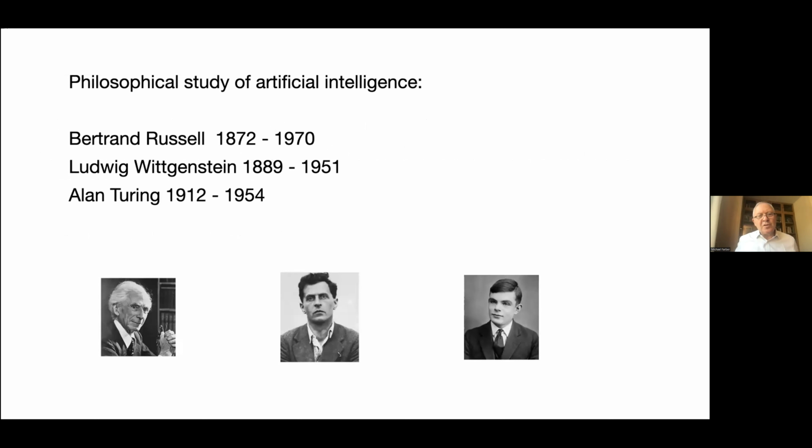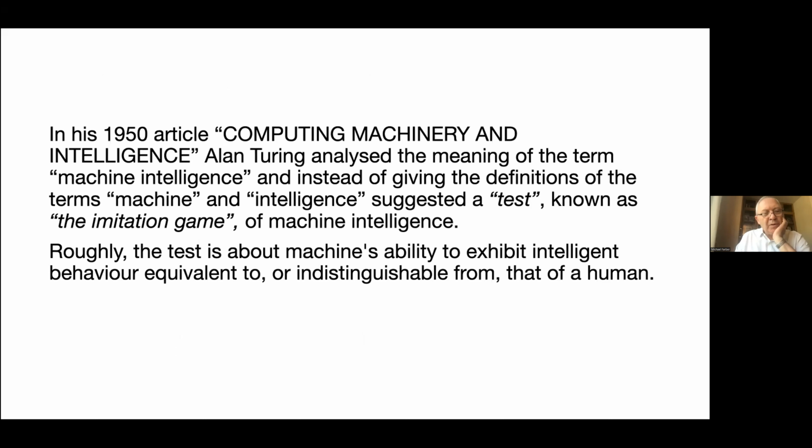The philosophical study of artificial intelligence, in my view, should be traced to the work of Bertrand Russell, then Ludwig Wittgenstein and, of course, Alan Turing. The dates are shown on my slide, and Alan Turing is very well known as the father of modern computer science. He was also a philosopher, actually. He published an article in 1950 with the title "Computing Machinery and Intelligence." In this article, he asks how to define machine intelligence, or what we now call AI.